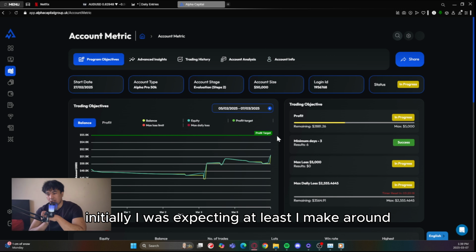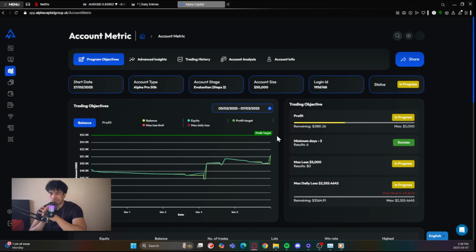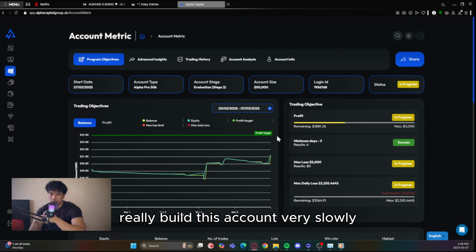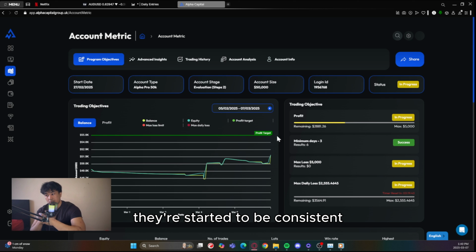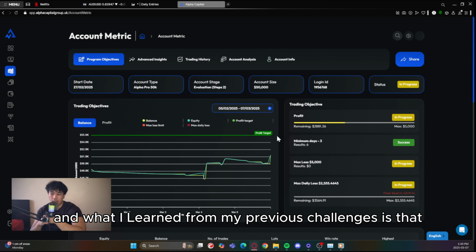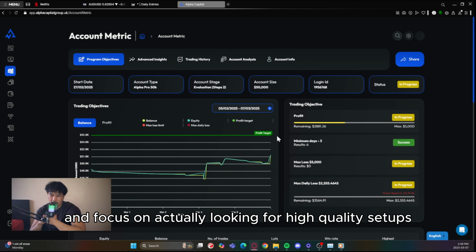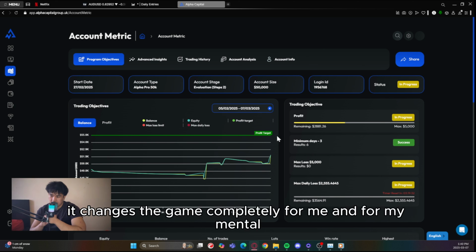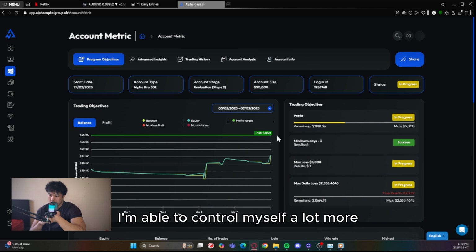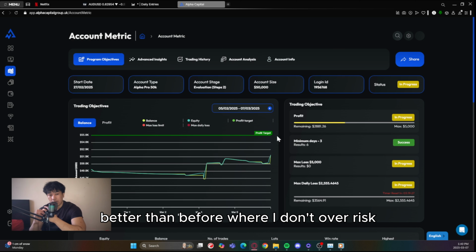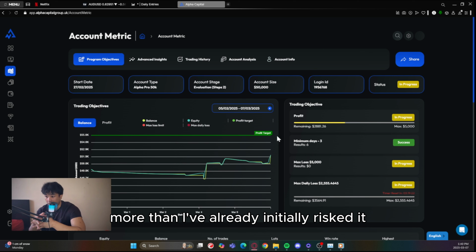Initially, I was expecting at least around 2% a week, because I'm trying to really build this account very slowly. The other trades started to be consistent, and what I learned from my previous challenges is that the more I minimize my risk and focus on looking for high quality setups, it changes the game completely for me and for my mental. I'm able to control myself a lot better than before, where I don't over risk more than I've already initially risked.